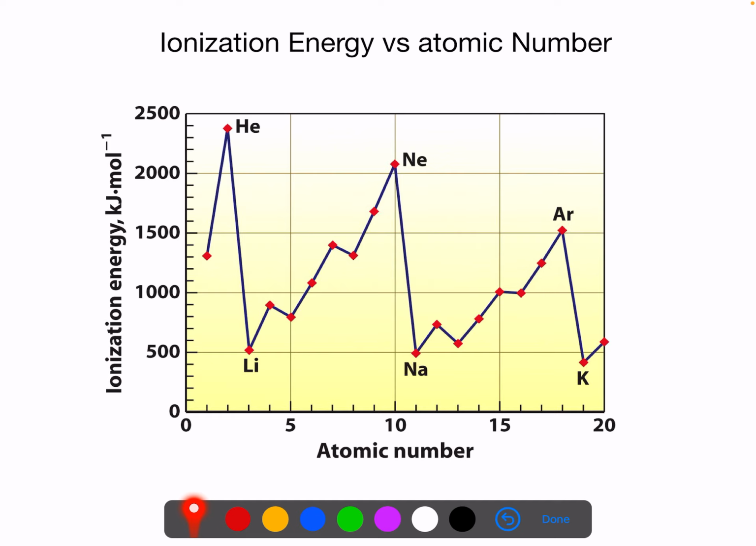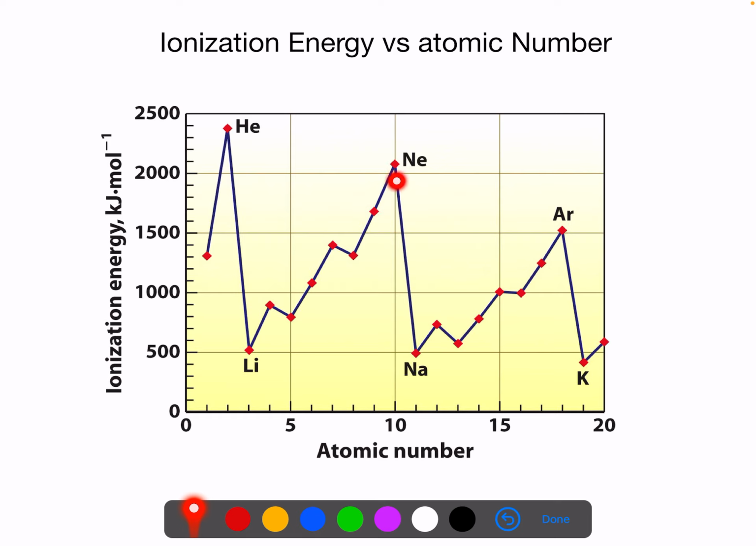Lithium, sodium, potassium, ionization energy is decreasing. So why does ionization energy decrease as you go down a group? It's because the electrons are getting further and further from the nucleus, making it easier to remove them. As you go left to right across a period, so lithium to neon, sodium to argon.